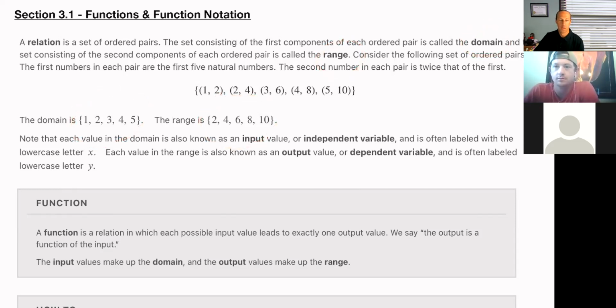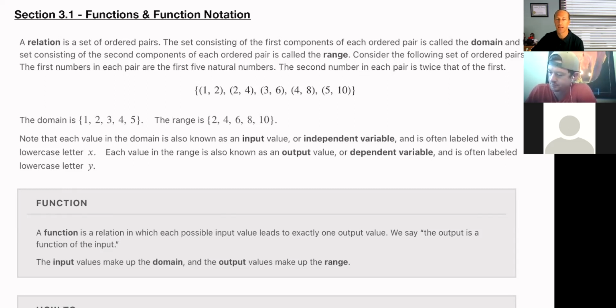Like I mentioned, in order for a relationship to function, you have to have what is called a one-to-one relationship.